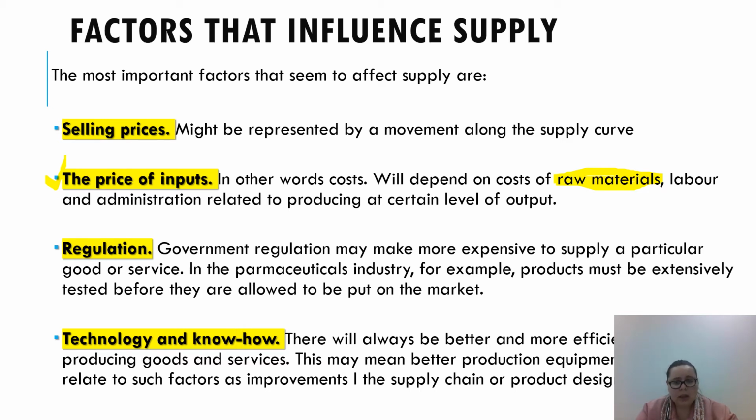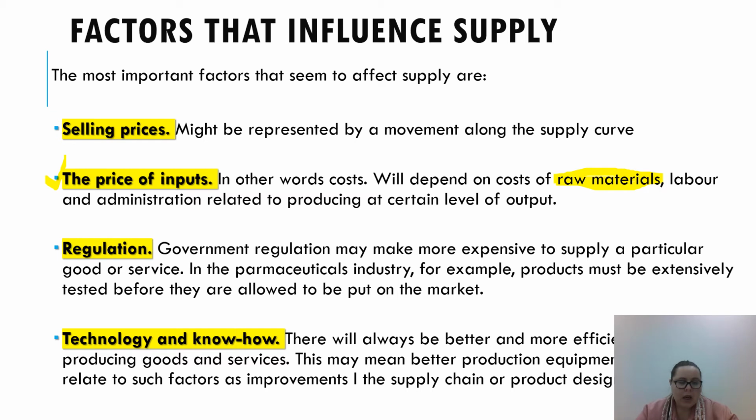Then the regulations. Sometimes the government will make the final product more expensive, and in particular we could give an example here of the pharmaceutical business. In the pharmaceutical industry, you need to test the products for quite a long time, so this might actually influence the final price of the good or service.